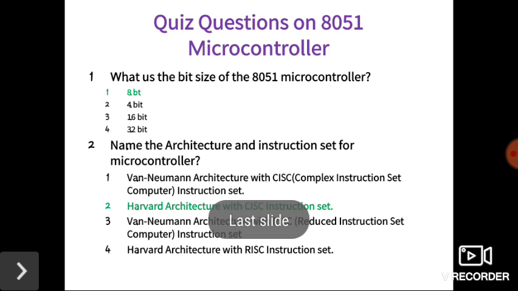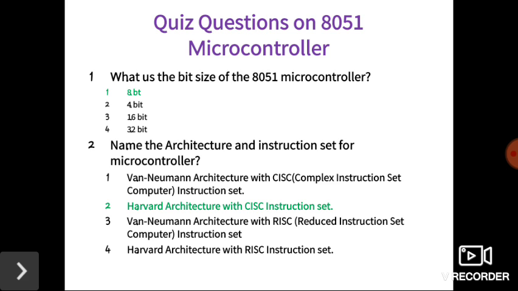Okay, the next one is quiz questions. The bit size of the 8051 microcontroller. What is the bit size? Okay, there is a mistake: US means IS. What is the bit size of the 8051 microcontroller? We know that it is 8-bit. Then, name the architecture and instruction set for the microcontroller.